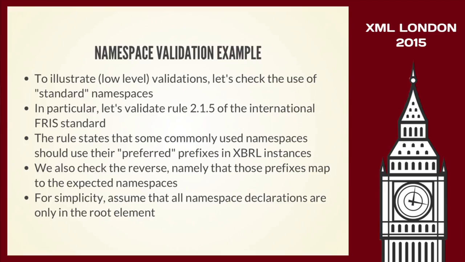Now the second part, the validations. Let's check some commonly known namespaces in the XBRL instance. And let's check that they use their preferred prefixes. And conversely, let's check that these prefixes only map to the expected namespaces. And we assume that all the namespace declarations are only in the root element, which is indeed the case. We see two prefixes that are well known in XBRL.